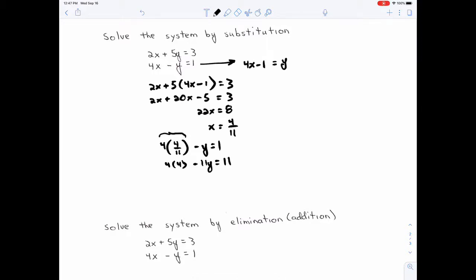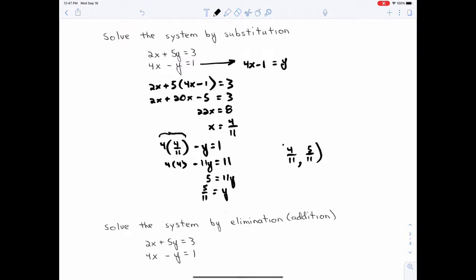Okay, so I'm going to move the negative 11y to the other side. I always like my variable to be positive. And then we're going to take the 11 and move it over to the left-hand side. So we have 16 minus 11 is 5. So y equals 5/11. Okay, so what's your answer? The point 4/11, comma 5/11.